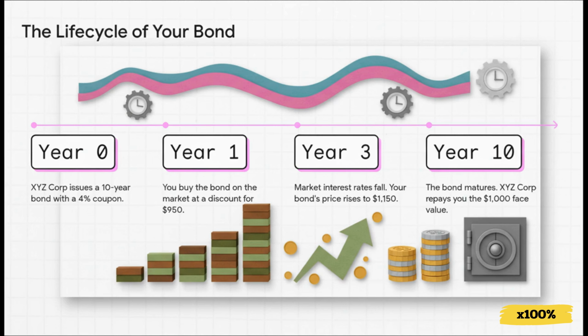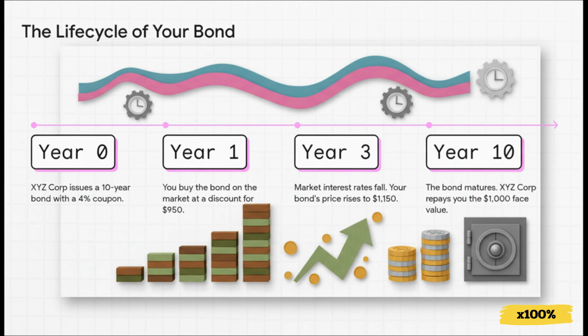Now a couple more years go by. It's year 3, and the economy has changed. Interest rates have tanked, falling all the way to 3%. Suddenly, your bond paying 4% looks like a superstar. Everybody wants that higher yield, and they start bidding up the price. The seesaw swings hard the other way, and your bond's price shoots up to $1,150. You could sell it right now and make a nice profit, but let's say you decide to hold it.